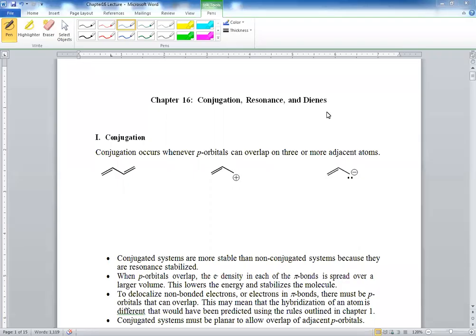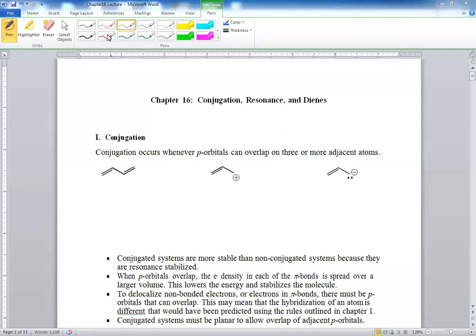Conjugation occurs when p orbitals can overlap on 3 or more adjacent atoms. You need to know that conjugation is important because it results in the stability of the compound. Organic compounds look for stability. If you look at these 3 compounds, they all have conjugation as a force of stabilization.